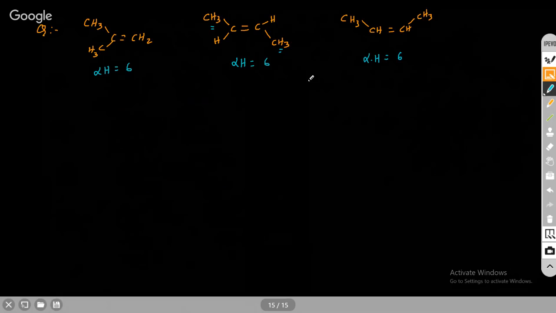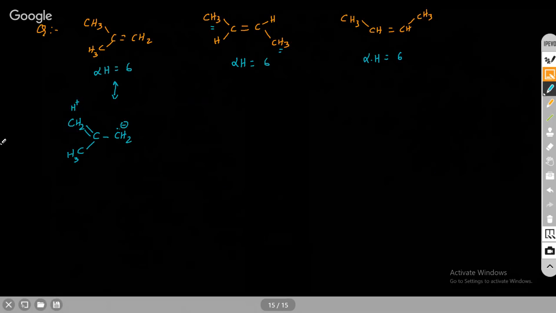Right? Now, which one is more stable? That's the question. Now when the number of alpha hydrogens is the same, what we do is try to write down the hyperconjugative structure. For this, the hyperconjugative structure will be CH2 double bond C single bond CH2, right? Negative charge, one CH3 stays as it is, and we'll have H plus present here.